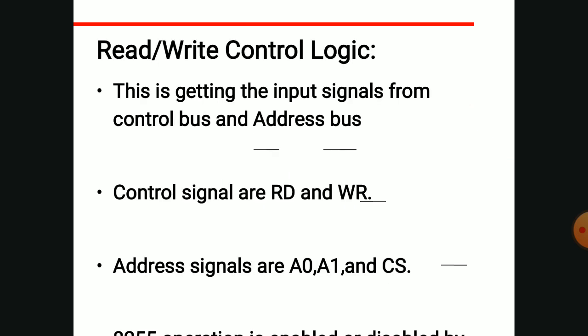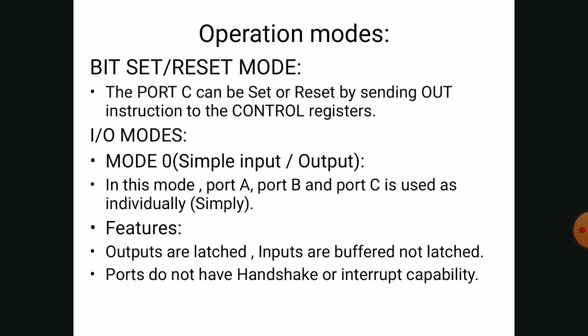The next one is the read or write control logic, and it is responsible for generating the read signal and write signal. The A0 and A1 lines are responsible for selecting the ports. CS is for enabling the chip. Likewise, this is a block which is used for generating read or write operation signals.